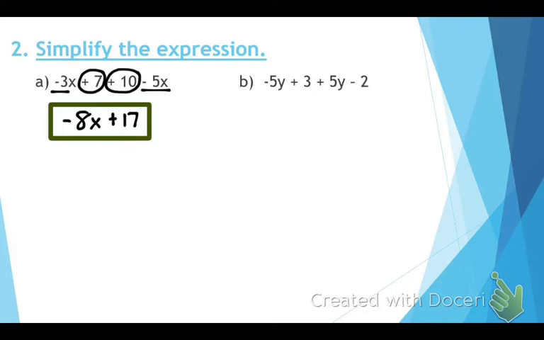Talila, next one, what should I circle and underline? Underline -5y and +5y, and circle 3 and -2. Very good. Combine the variable terms first, and what do you get, Talila? Okay, but the variable terms, negative 5y and positive 5y, what happens? They're the same number and the opposite sign, so they cancel out. Because they've canceled out, you don't have to write the 0. All you're left with are the constants. 3 minus 2. Talila, what did you say the answer was? 1 is correct.